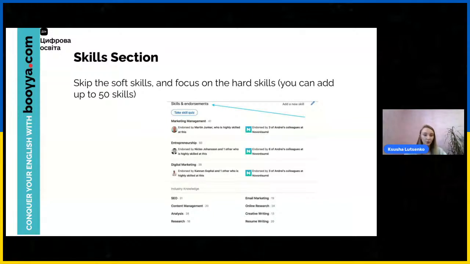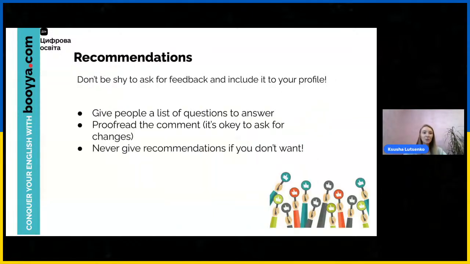All right, moving on to recommendations. It's a bit different than endorsements. An endorsement is just like clicking the button. Let's say, I know that you can do it. With recommendations, it's a bit more complicated. Basically, a recommendation is feedback given by your former or current customers or clients.